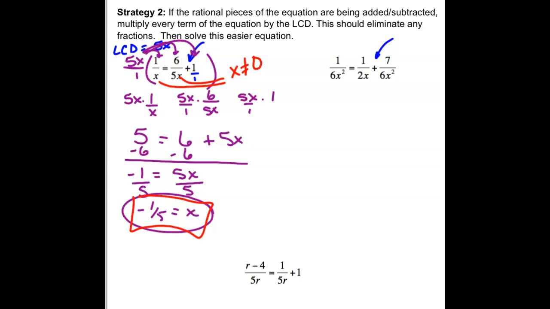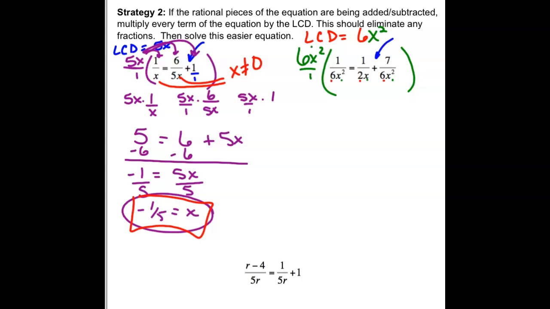Okay, second example. We need an LCD. We have a 6, a 2, and a 6. So for the numerical part, my LCD would need to have a 6. Looking at my variable part, I have an x squared, an x, and an x squared. I need that highest power, so I need an x squared. So I'm going to multiply every single term by 6x squared.